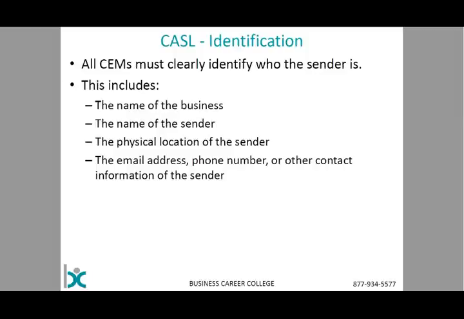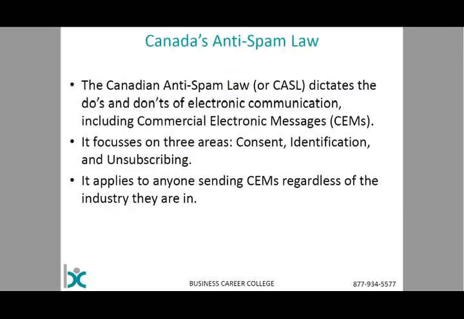So just as a review, your message has to include the name of the business, in our case, Business Career College, the name of the sender, in our message it was Kelly, the physical location of the sender, that's where we had the address of our head office, and then one of the three ways of communicating with the sender, either email address, phone number, or some other defined way of communicating with them, like our company website in our case. The third part of regulations on commercial electronic messages is unsubscribing.